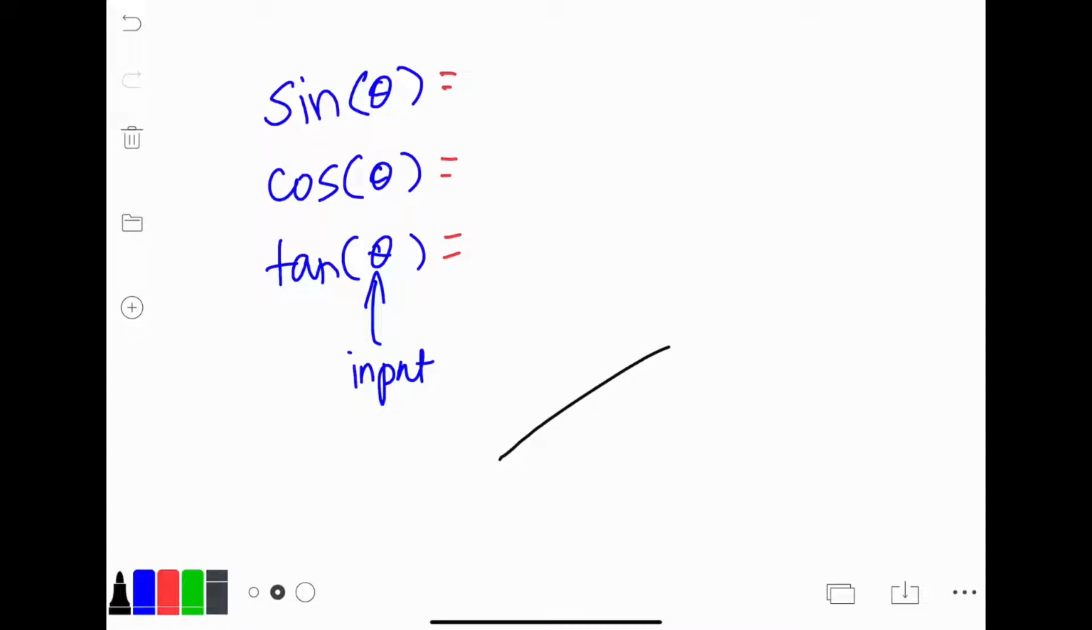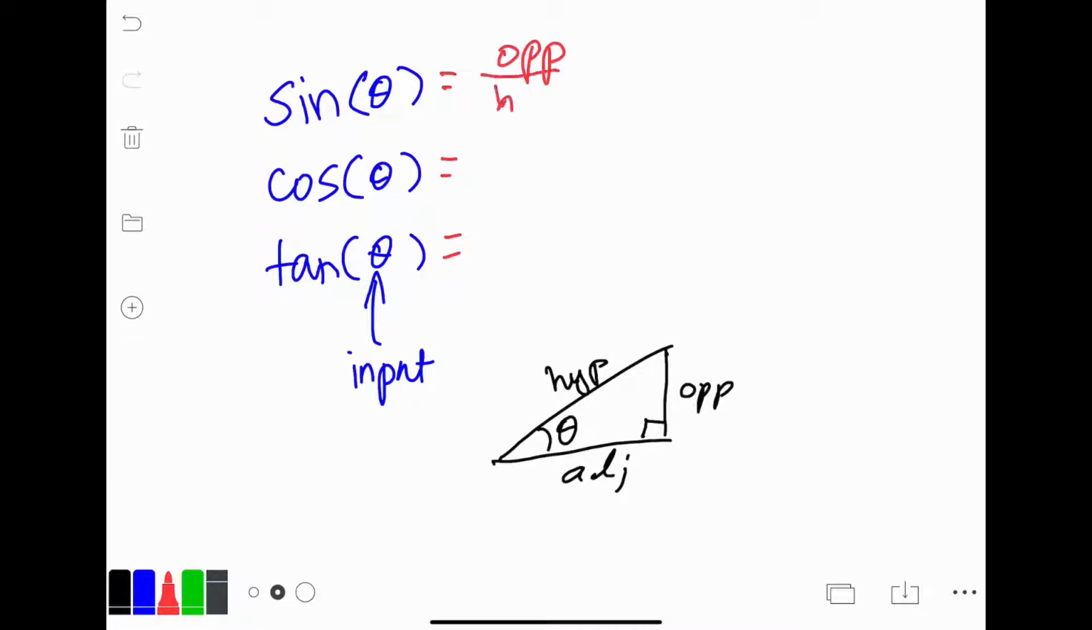So theta is an angle inside of a right triangle, okay? And looking at this right triangle, we have three sides. We have the opposite side, the adjacent side, and the hypotenuse. So when you're inputting the angle theta into these trig functions, your output or your solution is going to be the ratio of two sides. So for theta, the solution to sine of theta is going to be the ratio of the opposite over the hypotenuse side of the triangle.